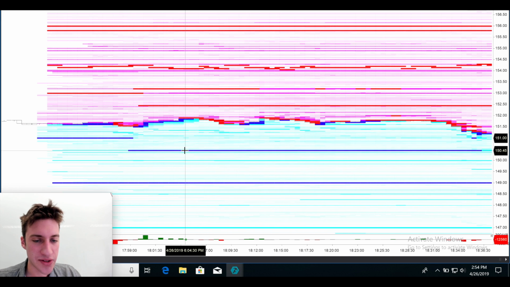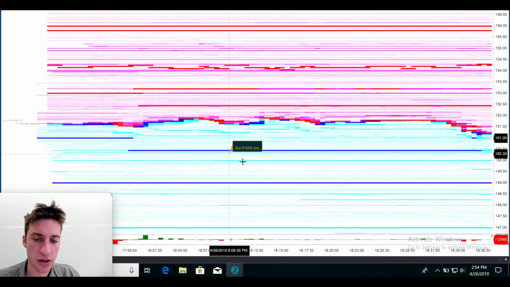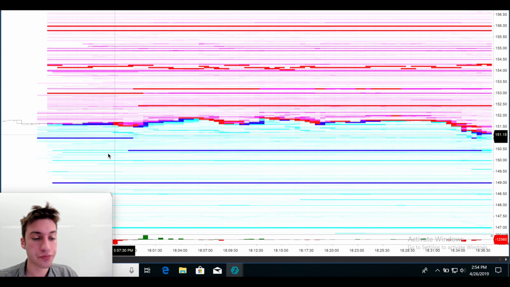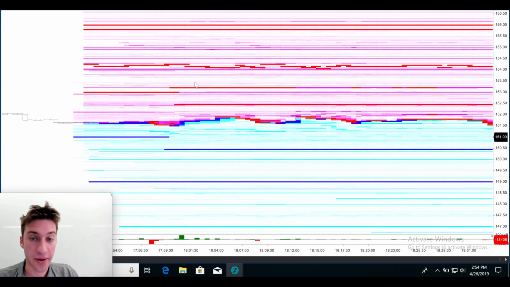Come on, ATAS, you're better than this. Okay, oh, there she is. There it is. So we know that was 72,935 contracts, and you can just hover around and see how big those levels are. There's just so much going on in these DOM levels.